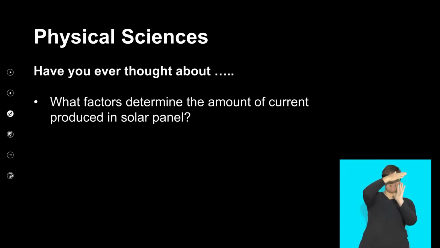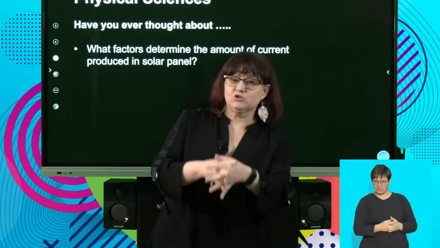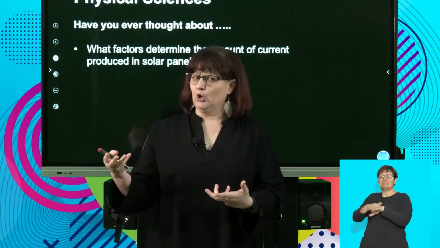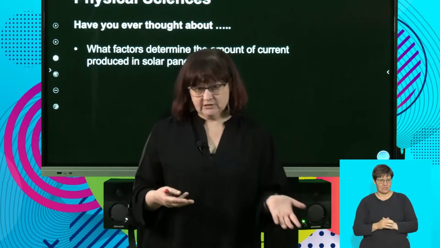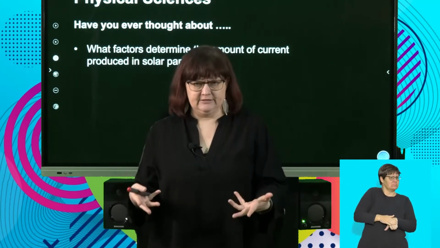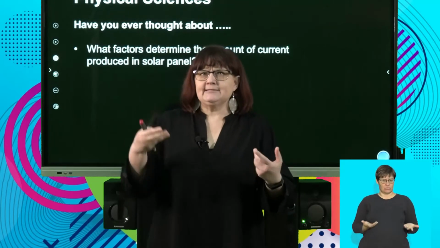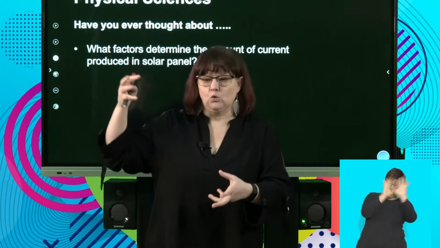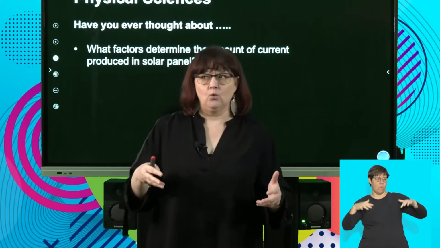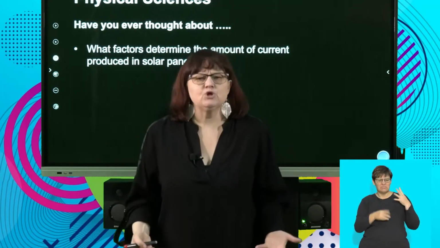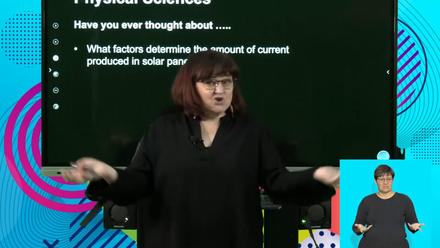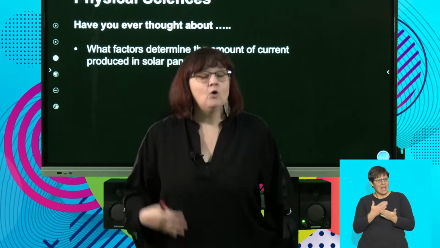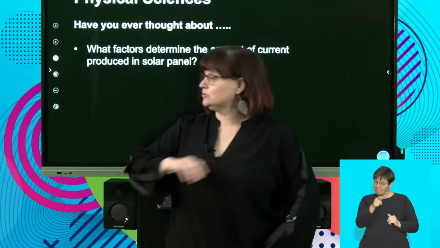We know we want to move towards solar panels. It's a much greener energy source, but how do they know how much current is going to be produced? Does it matter if it's really bright or overcast, or what are those things that determine the current? It's not just, let's hope we get enough current. We can actually work all of that out, which is important.